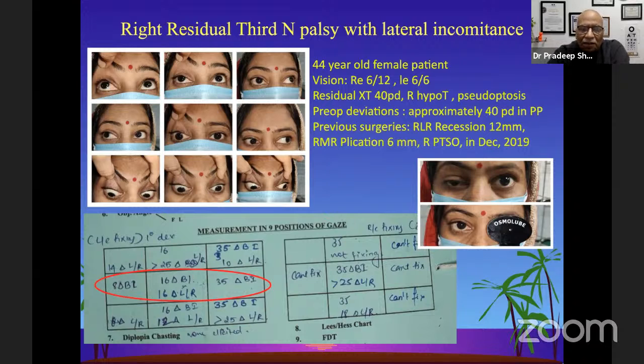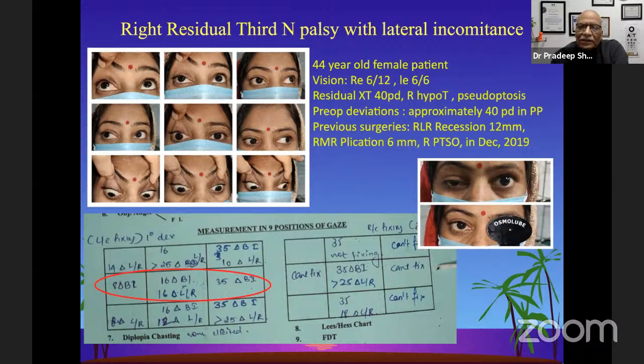Now, it means there is a large incomitance. So if I do a lateral rectus recession of any significant amount, it will induce an esotropia in the dextro gaze. That would not be desirable. So what do we do? We have to do a controlled procedure which will correct all the 3 gazes.